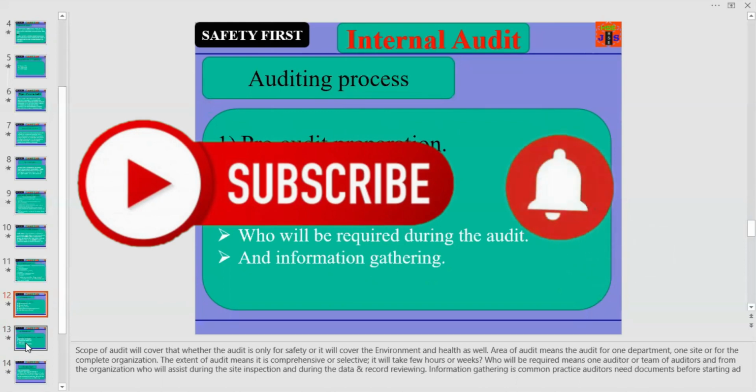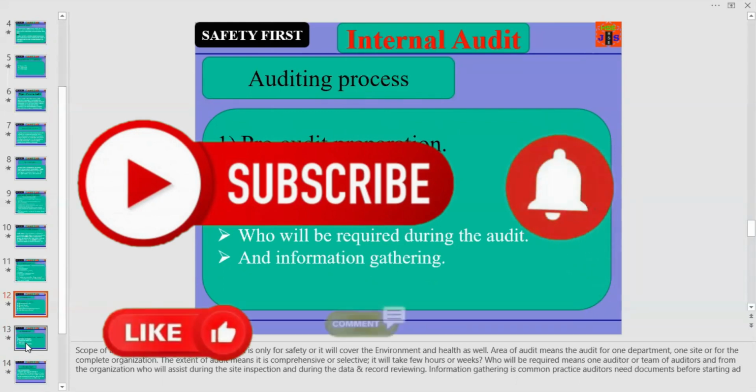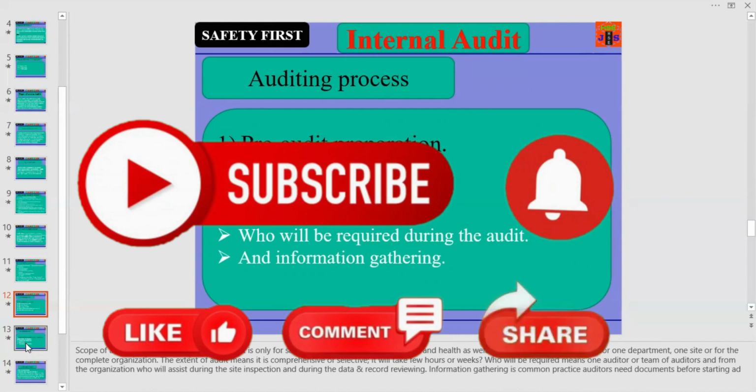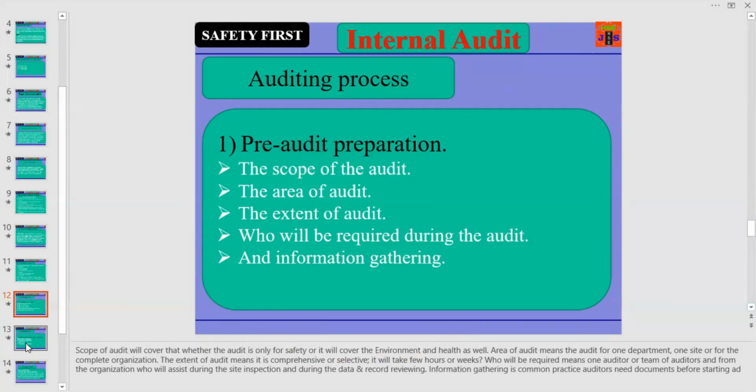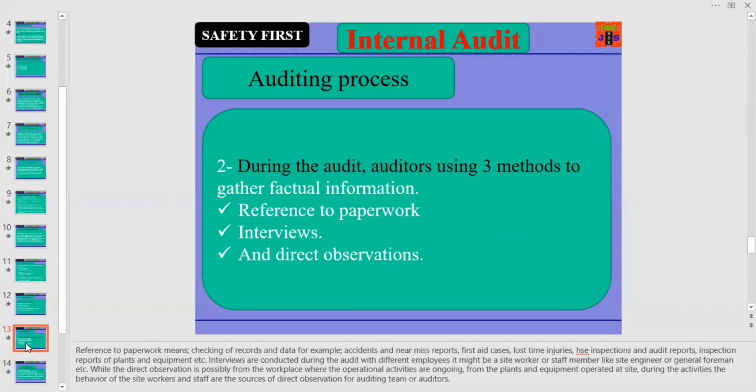It will take a few hours or weeks. Who will be required means one auditor or a team of auditors, and from the organization who will assist during the site inspection, during the data and record reviewing. And information gathering is a common practice. The auditor needs documents before starting an audit. Step number 2, during the audit, what are the requirements by an auditor?